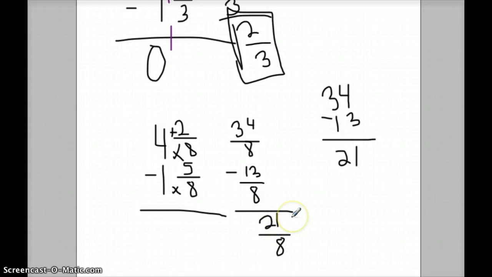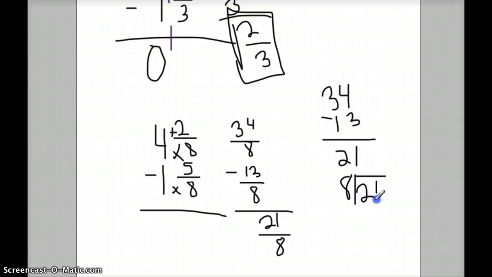Now, this is an improper fraction because my numerator, my top number, is bigger than my denominator. I cannot leave it as an improper fraction for an answer. I have to make it into a mixed number. To do that, I have to divide. So I'm going to divide. How many times can 8 go into 21?